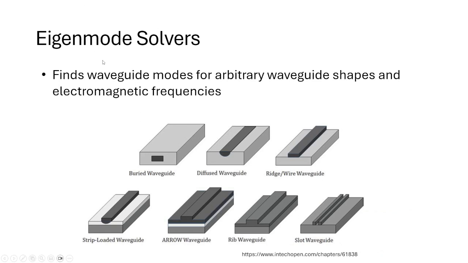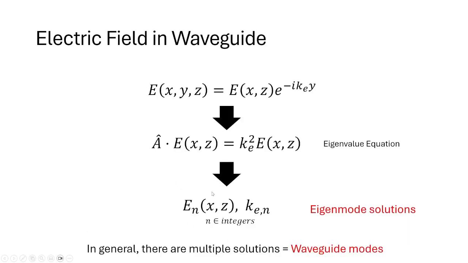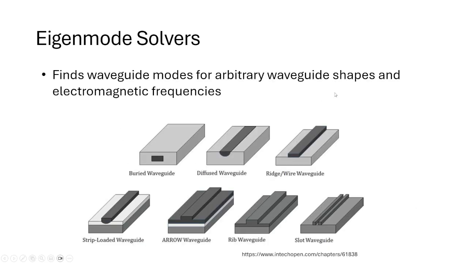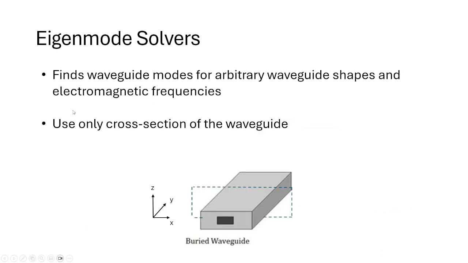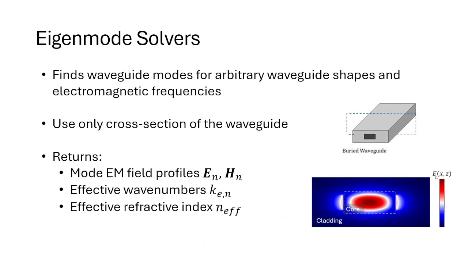An eigenmode solver is just some sort of software package that helps you solve the eigenvalue problem here, and it'll give you the eigenmode solutions for some arbitrary waveguide shape and some arbitrary electromagnetic frequency. It only requires the cross-section of the waveguide, so you don't need to do some sort of 3D simulation. For a 3D waveguide, it becomes a 2D simulation, and if you want to do just a 2D waveguide, then it becomes a 1D simulation. You give it the cross-section of your waveguide, and it'll return the electromagnetic field profiles for the modes of that waveguide. It'll give the effective wave numbers for each of those modes, and from there you can get the effective refractive index for each of those modes.